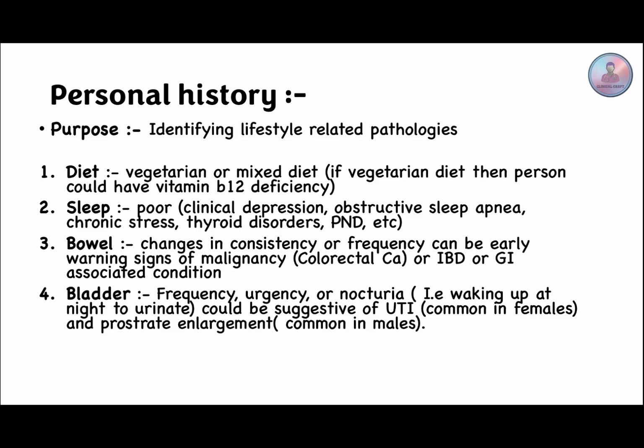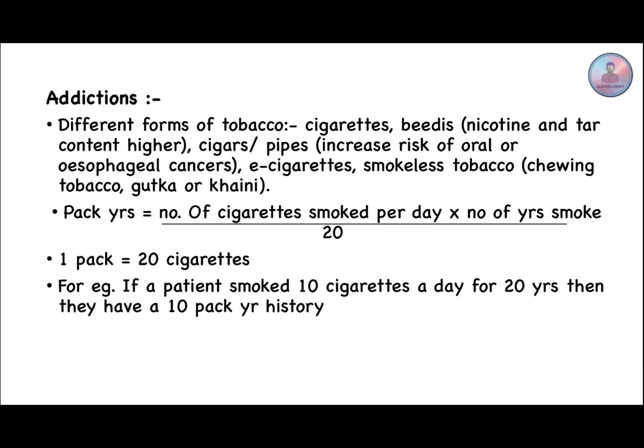Ask bladder history, for example, frequency, urgency, or any nocturia could be suggestive of UTI, which is common in females, and prostate enlargement, which is common in males. Now, let's talk about a major hurdle in personal history, that is addiction. Sometimes patient denies consuming alcohol or about their smoking history. When you feel like you aren't getting full history, ask their family members.